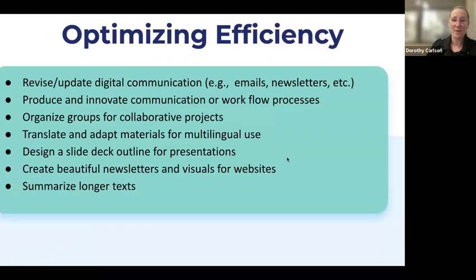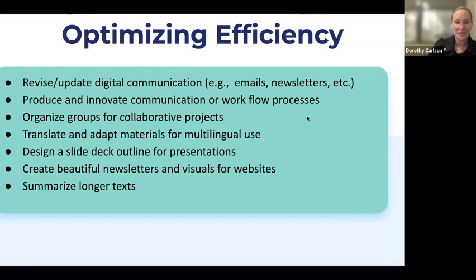Here's just some ideas, some of which we've gone over, and some might be something else you'd be considering exploring for optimizing efficiency with AI. You can revise or update any kind of digital communication. So think emails, newsletters, blurbs, that kind of thing. You can produce and innovate communication or workflow processes. It can sometimes be a thought partner, like what are some ideas to make this more efficient? And it can help you with those ideas. You can organize groups for collaborative projects, give it a list of tasks and how many people you have, and it'll create different types of groups for you.